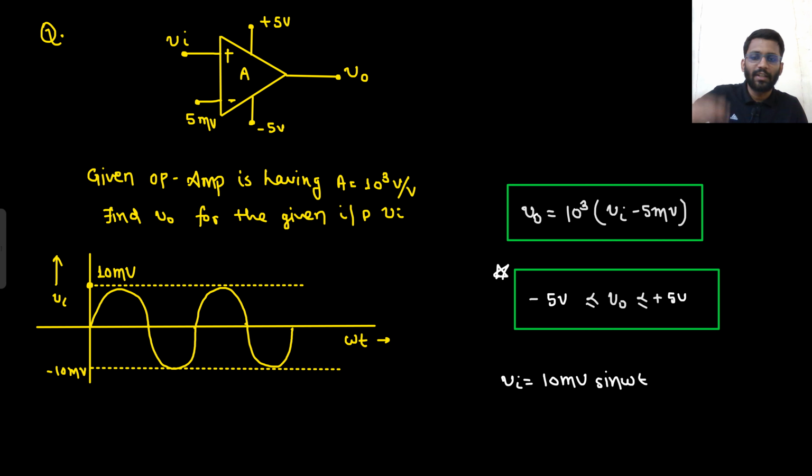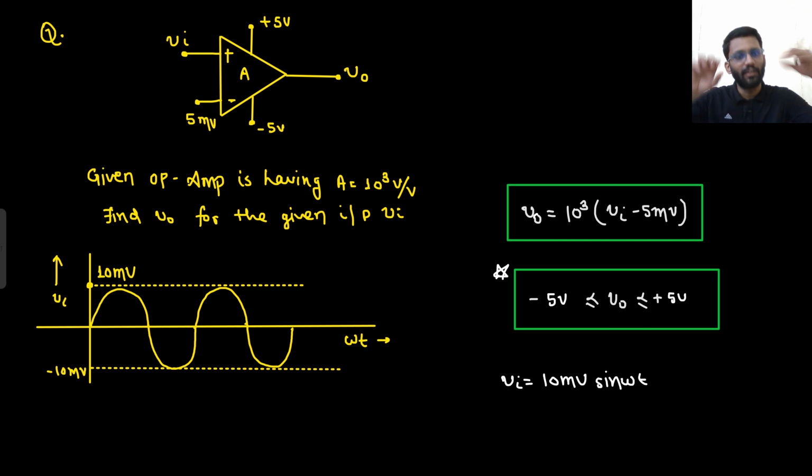If you confuse yourself with V in greater than 5 millivolt giving plus V sat, minus V sat, you don't need to do these kinds of things. Whenever there is an ideal op-amp, just draw the waveform considering the gain is 10 to the power 3. Considering whatever gain is given, draw the output waveform, then see what the threshold is. The threshold is between minus 5 volt and 5 volt. That's it.